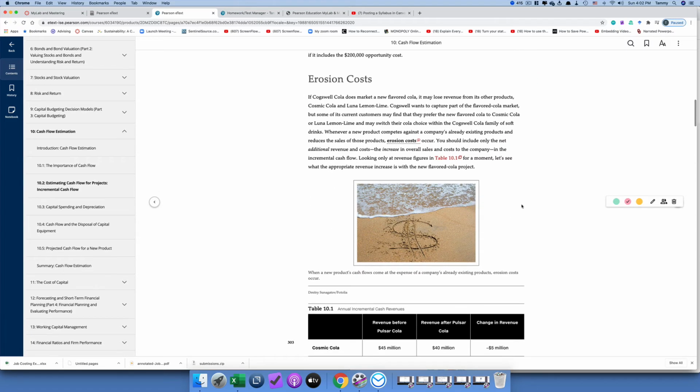Now, another kind of cost, which again becomes really important. Here's our example of the soda, the cola. If they sell the new flavored cola, that might actually erode the sales of Cosmic Cola and Luna Lemon Line. People might just say, well, I'm only going to buy one 6-pack of soda a week, so maybe I'll buy this new cola instead of the old cola.